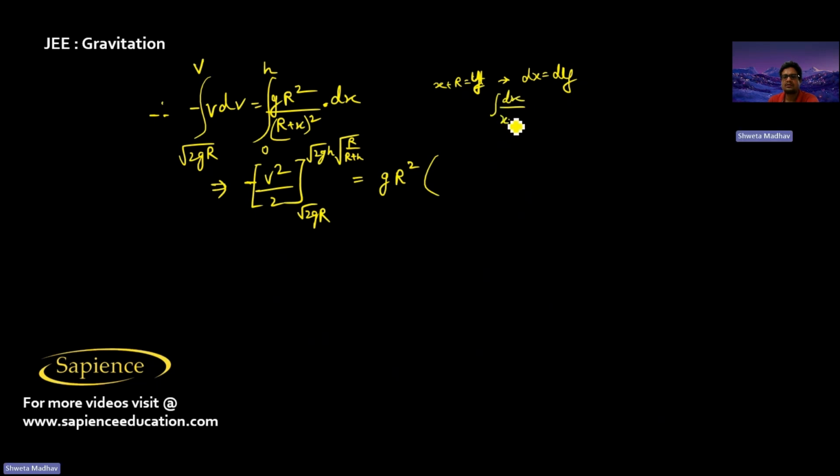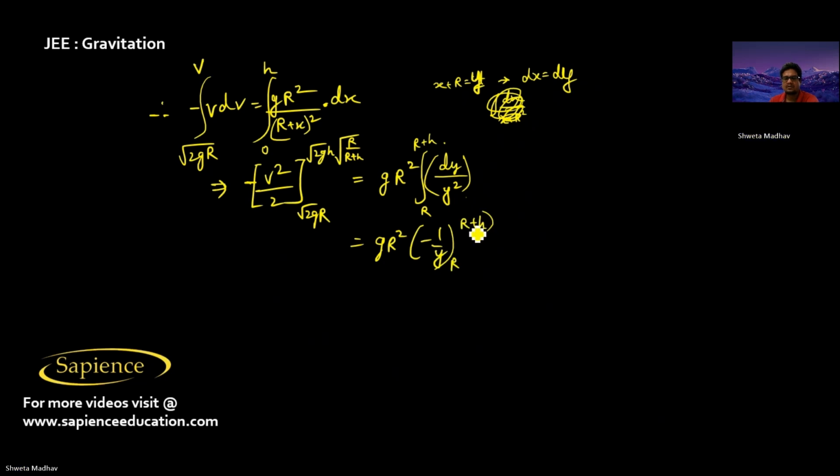Integral dx by (x plus r) whole square. So this I can write as integral dy by y square, where y goes from r to r plus h. So this would be equal to gr square into minus 1 by y, going from r to r plus h. So this will be minus gr square into (1 by r plus h minus 1 by r). So minus minus will get cancelled.